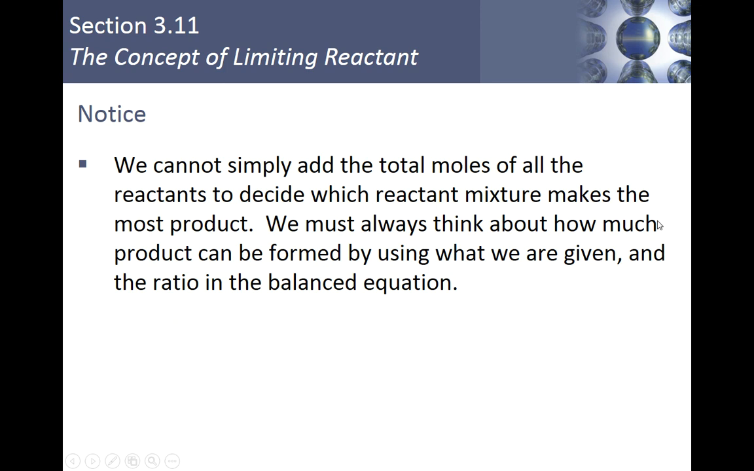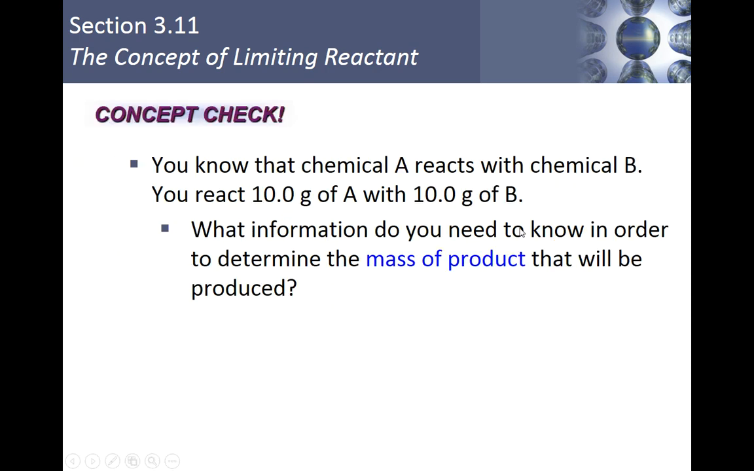All right. So it says that what you'll notice from the previous example is that we can't just add the total moles of all the reactants and decide which reactant mixtures make the most product. We have to always consider the ratio that's existing in the balanced equation. All right, next concept check.